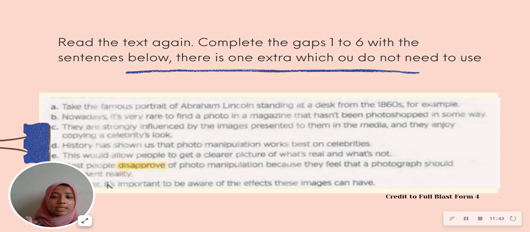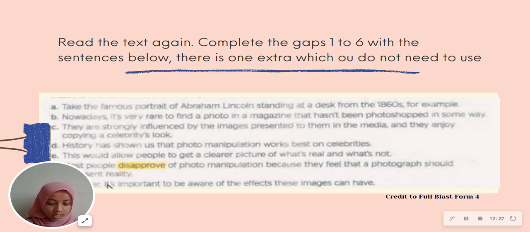You can have this activity in your textbook. Here I already took a screenshot of the textbook so that I can show it to you, but you can get this from the full blast textbook. As you can see here, we have one extra sentence that we do not use to complete these gaps. So I want you to think for a while which one it is, by looking back at the text that we have read before. Okay, so here I will show you the answer. You can pause the video to find the answer, but right now I will just continue with the answer.